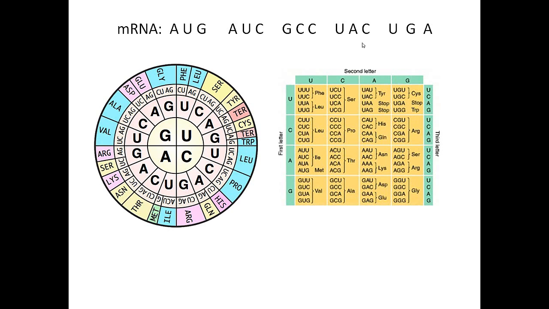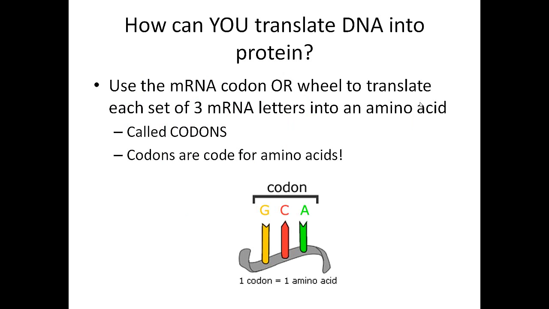Next we have UAC. Always start on the left if you're using the table. U, here's our second letter A. UAC is TYR. Lastly, UGA. UGA means stop, and that's when this process ends. We'll go through this again later, but I just wanted to give you kind of a brief overview of how it works. How we translate the DNA into protein.